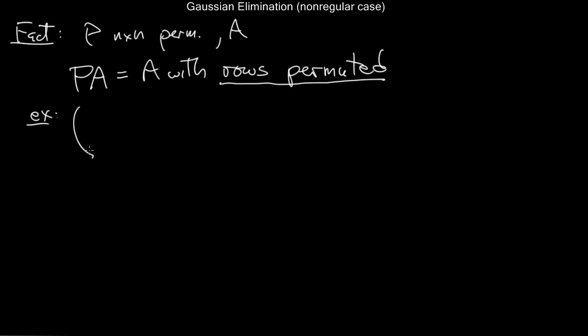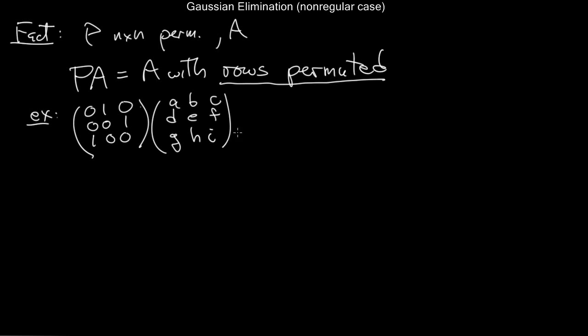So let's do a simple example. If you look at this permutation matrix applied to a random 3x3 matrix, what do you get? Well, let's see. When you do the first row, you pick out the second row of A, then the third row, and then the first row. So this is a cyclic permutation. It took DEF and moved it up. It took ABC and moved it to the bottom, and it took GHI and moved it up. There you go.